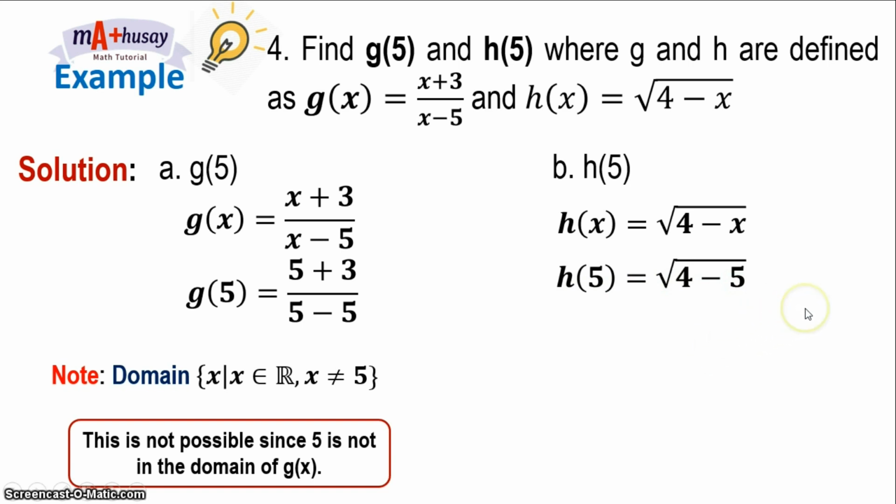So, magiging imaginary ang ating function kapag in-evaluate natin at x equals 5. So, hindi pwede. Remember na ang domain ng ganitong klaseng function ay dapat ang radicand ay greater than or equal to 0. So, we take 4 minus x, yung radicand, and it should be greater than or equal to 0.